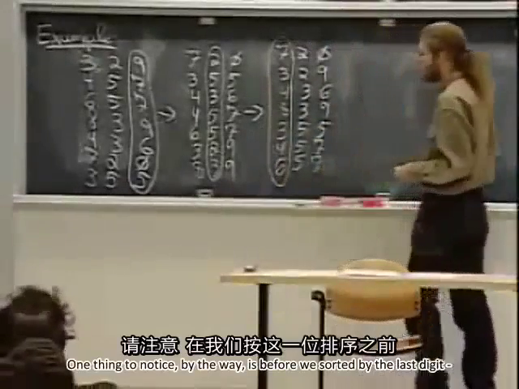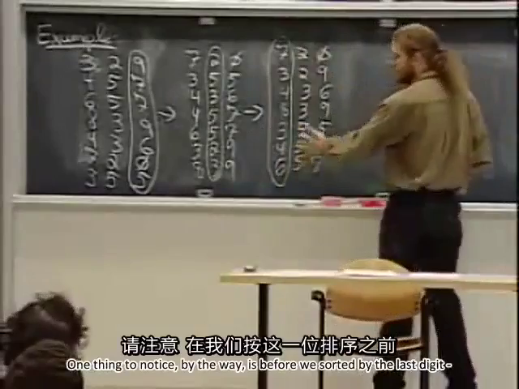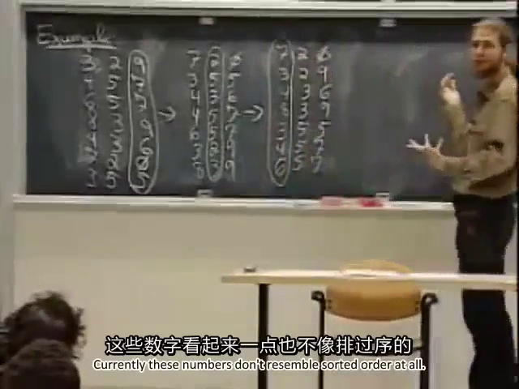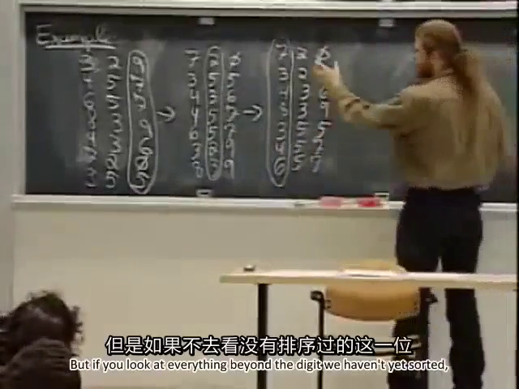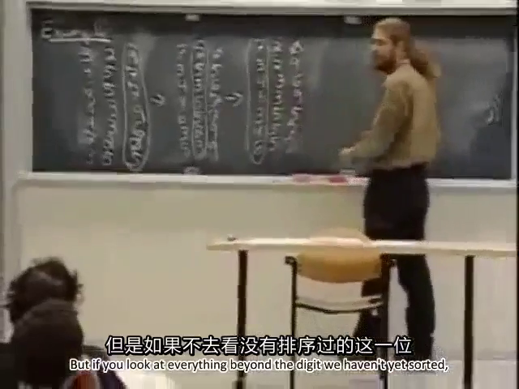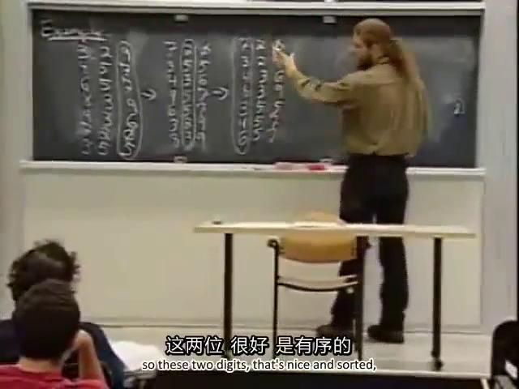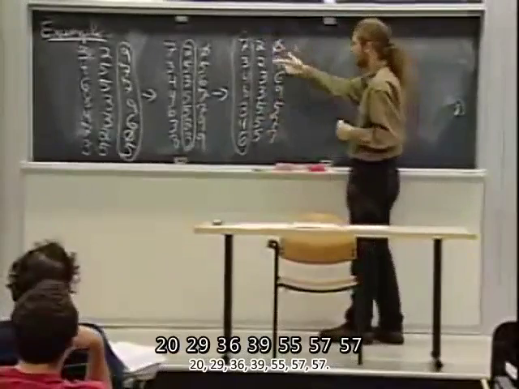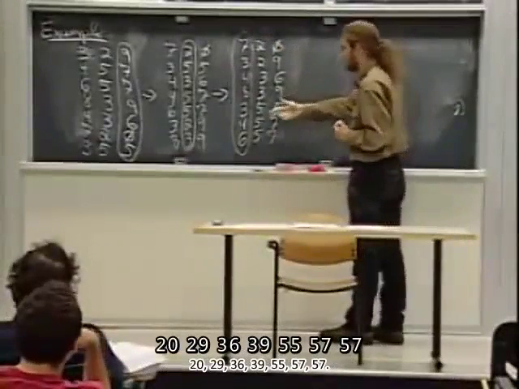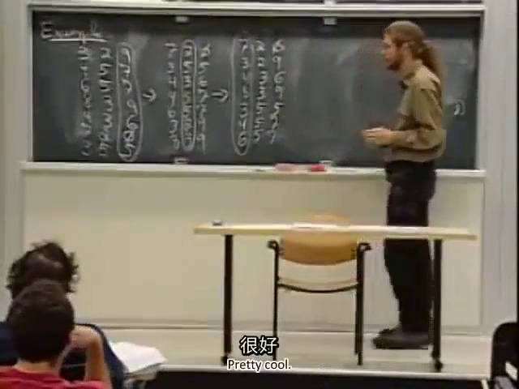One thing to notice, by the way, is that before we sorted by the last digit, currently these numbers don't resemble sorted order at all. But if you look at everything beyond the digit we haven't yet sorted, so these two digits, that's nice and sorted: 20, 29, 36, 39, 55, 57, 57. Pretty cool.